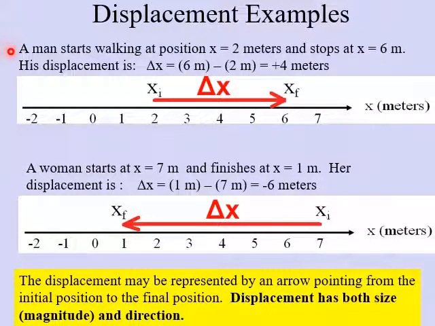Our first example, let's say we have a man that starts at his initial position on this x-axis at 2 meters. And so that's his x sub i. He's going to walk along in this direction, and he's going to end up at 6 meters right over here. So to calculate his displacement, remember what we do is delta x is equal to his final position, which is 6 meters right here, minus his initial position, which was at 2 meters.